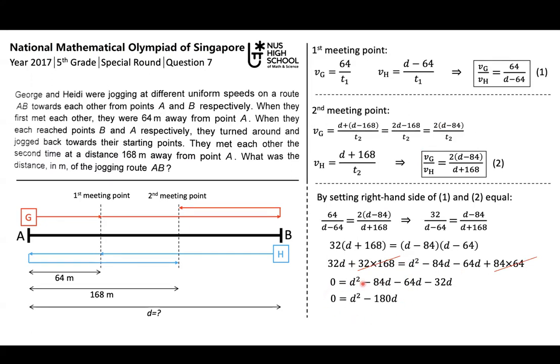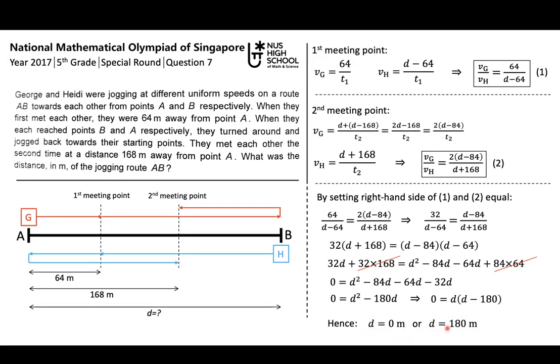Now I can factor out d here, and what do I get? I get 0 equals d times d minus 180. Now this is a product of two numbers. For the product of two numbers to be equal to 0, one of those numbers has to be equal to 0. So either d is 0 or d minus 180 is equal to 0. So we have two solutions: either the distance between points A and B is 0 meters or it's 180 meters.